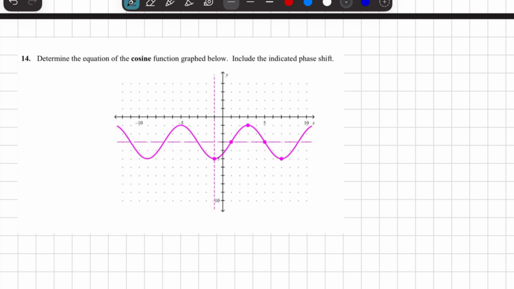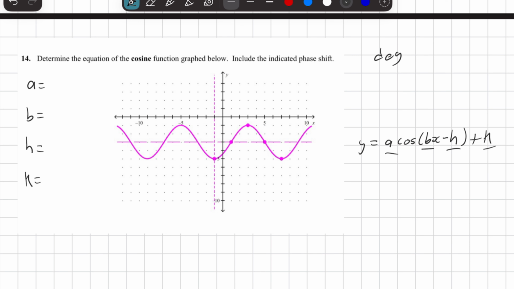Okay, now we're going to be determining equations of graphed functions, and indicating the phase shift. We're going to indicate the phase shift for this one in degrees, just to change it up a bit, and then the next one I'll do in radians. So determine the equation of the cosine function graphed below. Let's go ahead and write everything out that we have to know. We need to know A, B, H, and K, and we need this to answer our equation, which is y equals a cos of b(x minus h) plus k. So that's all the information we need: a, b, h, and k.